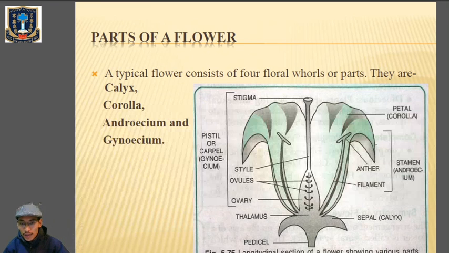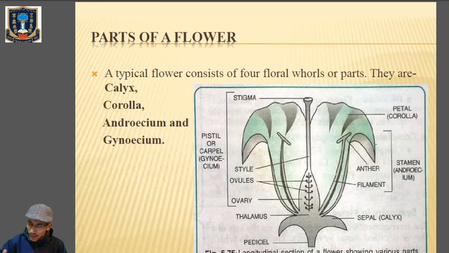Okay, calyx means which part? Calyx means the sepal part. Corolla means the most colorful part of a flower, which is called the petal. Then we have the androecium part, right? That is the male part, that is the stamen also, and we have the gynoecium part, which is called the pistil or carpel, or the female part of a flower. So these are the 4 whorls or the 4 parts of a flower, that is calyx, corolla, androecium and gynoecium.